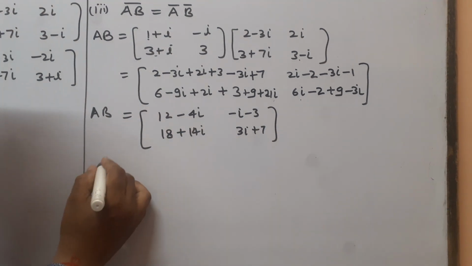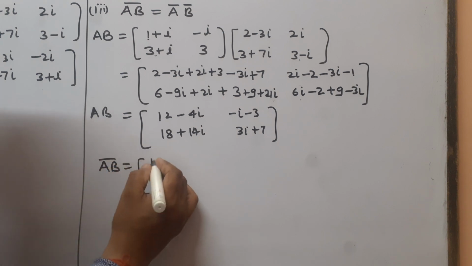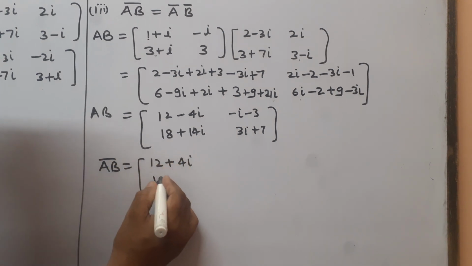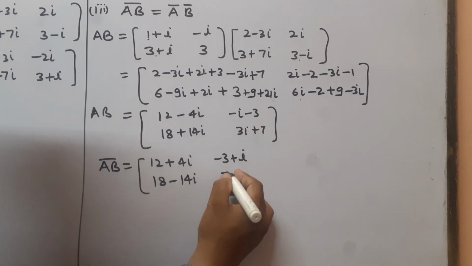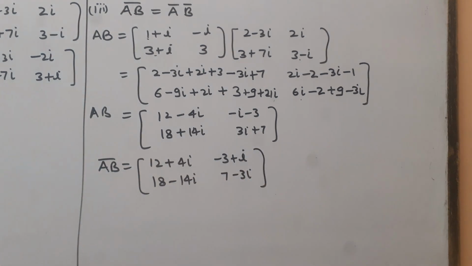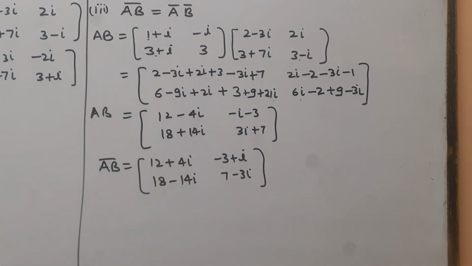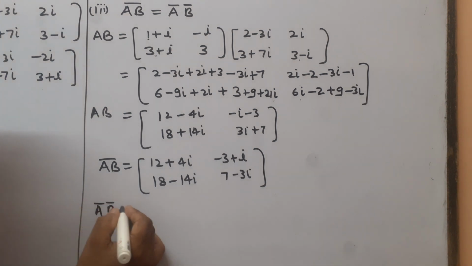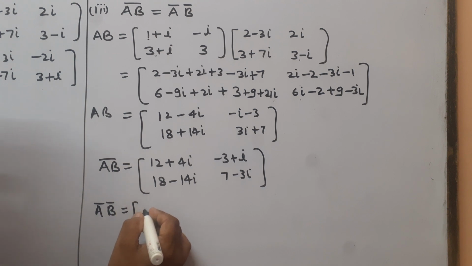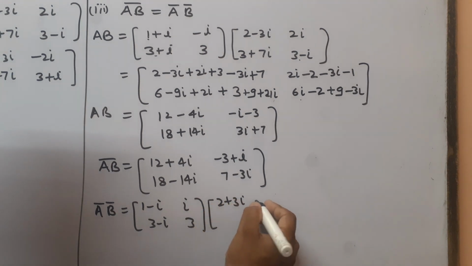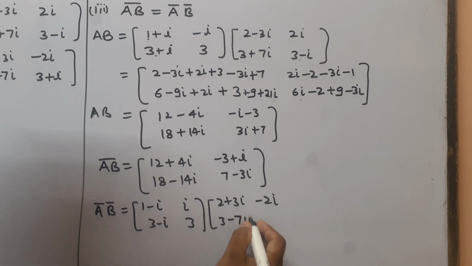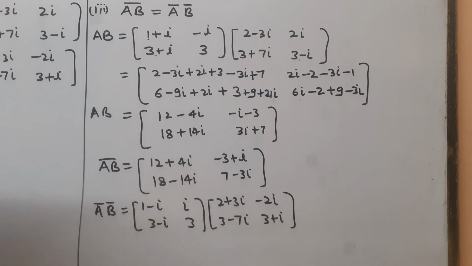Now we find the conjugate of this AB matrix. So we get here 2 plus 4i, 18 minus 14i, and minus 3 plus i, and 7 minus 3i. Now we find the product of the conjugate of A and the conjugate of B. Conjugate of A is here 1 minus i, 3 minus i, 3, and conjugate of B here is 2 plus 3i, minus 2i, 3 minus 7i, 3 plus i.